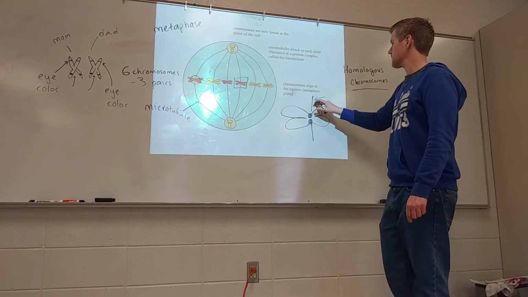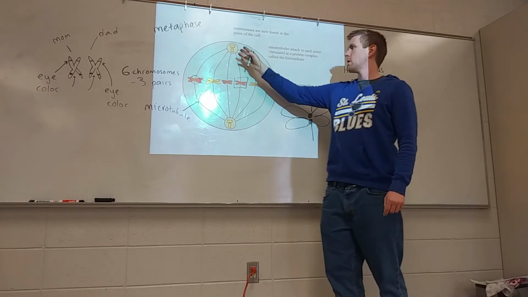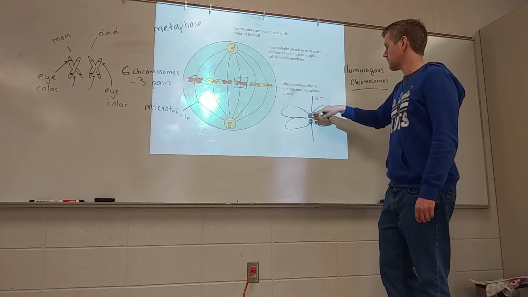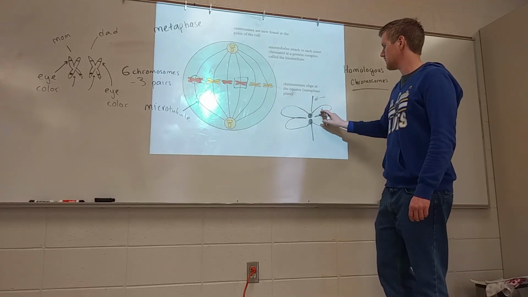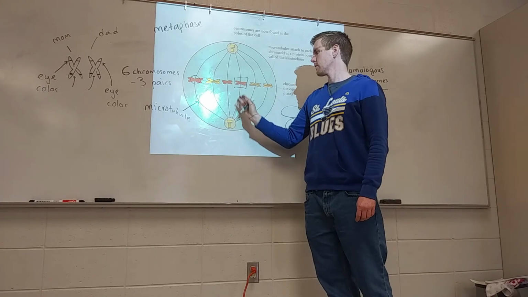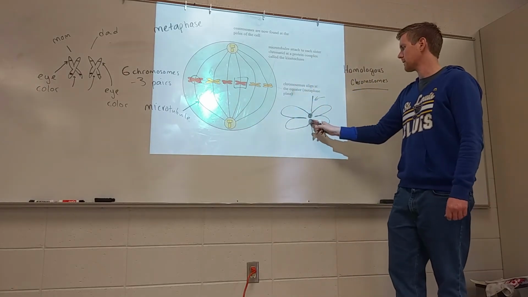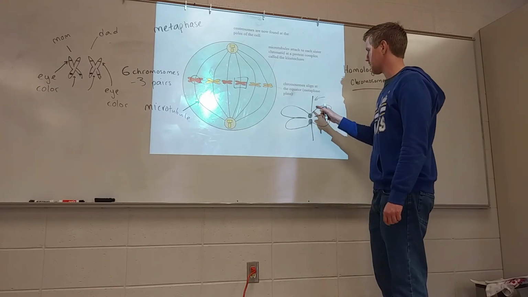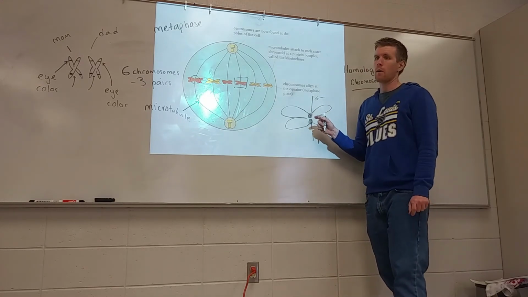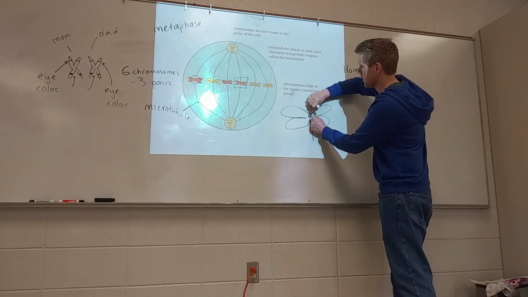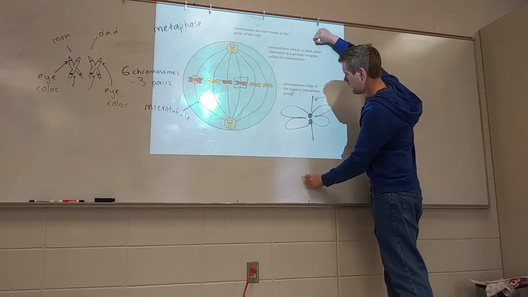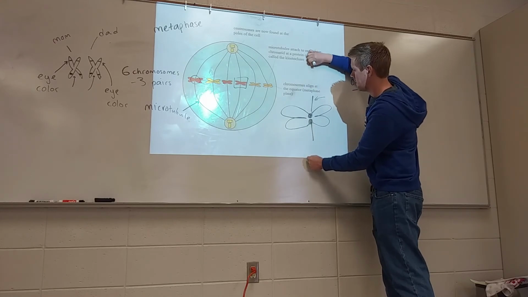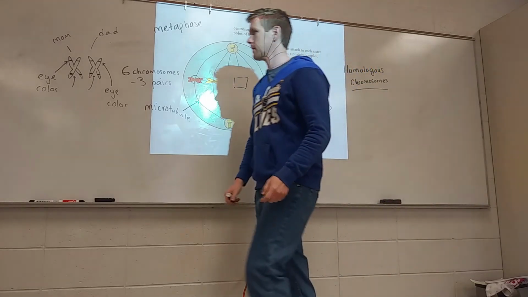The microtubules coming from the North Pole centrosome would latch on to the top chromatid, and the microtubules coming from the South Pole centrosome would latch on to the bottom chromatid. The technical name for where they latch on is called the kinetochore, and basically, if you can visualize it, the microtubules are going to shorten and pull the chromatids apart.